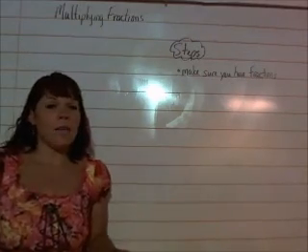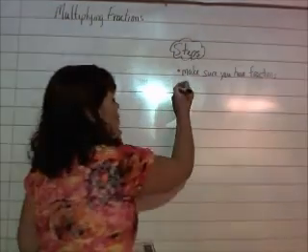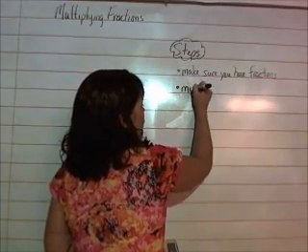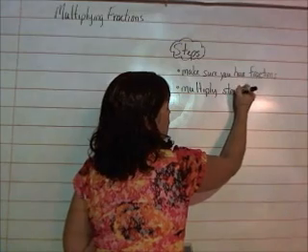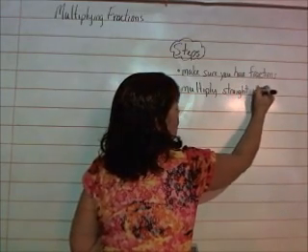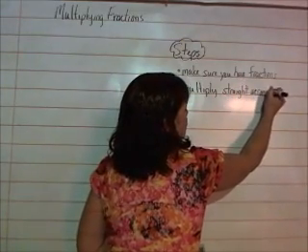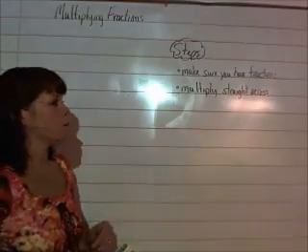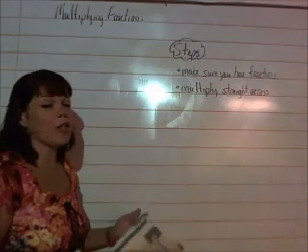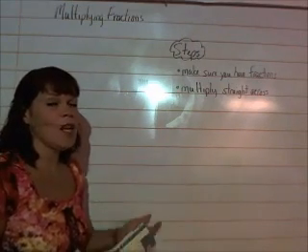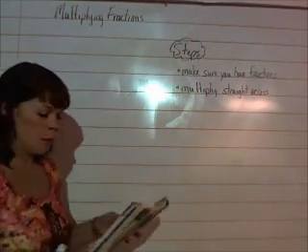Your second step is going to be multiply straight across. It's actually pretty simple. Multiplying fractions is actually a lot easier than adding or subtracting. And I'll show you. So let's do a couple of examples.